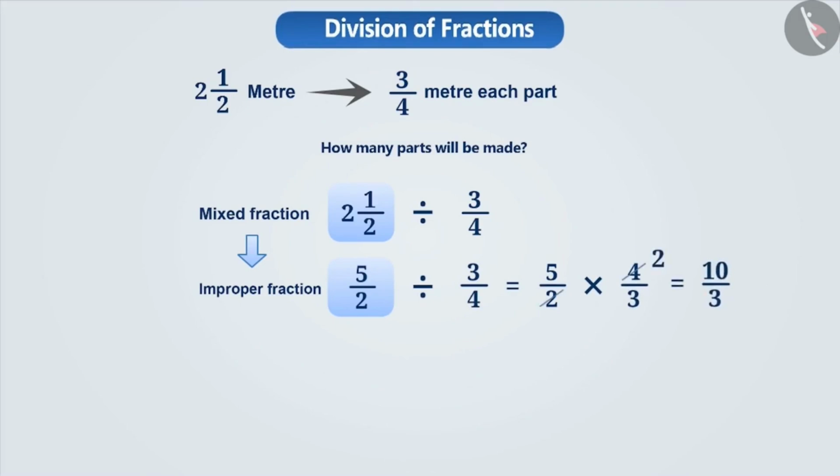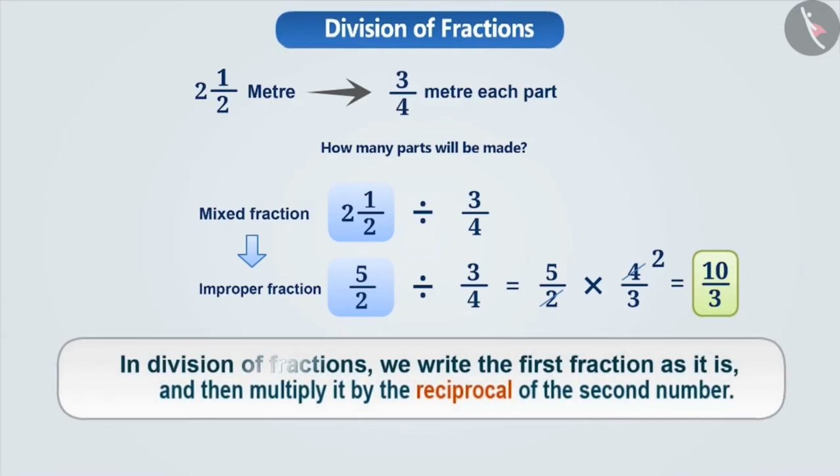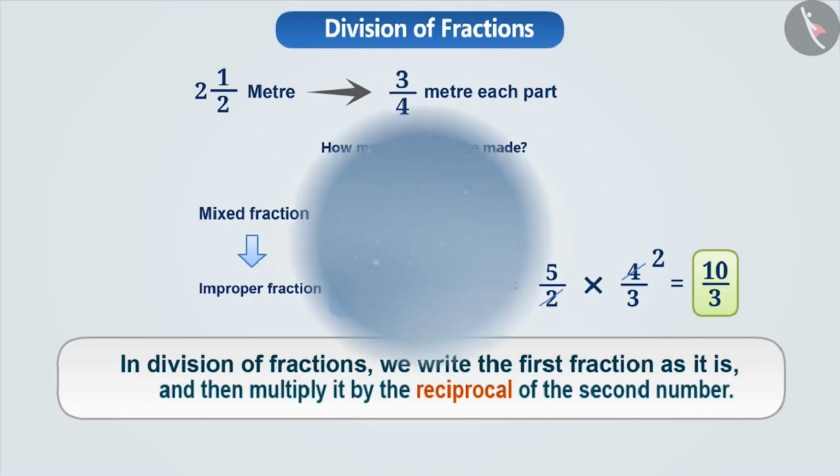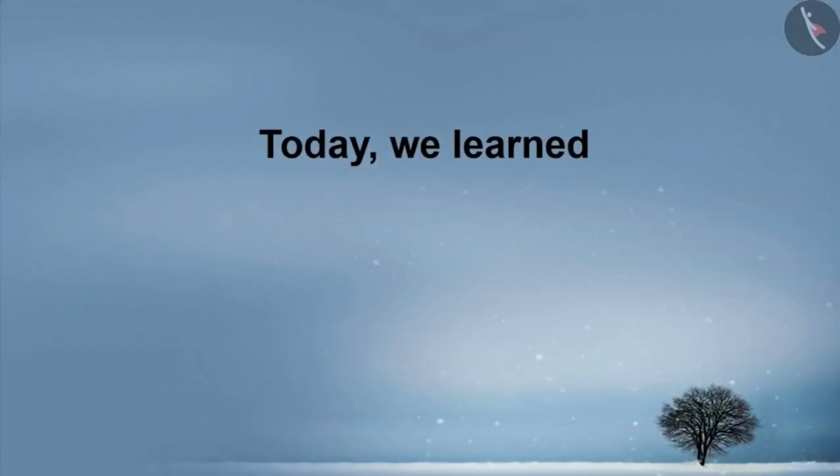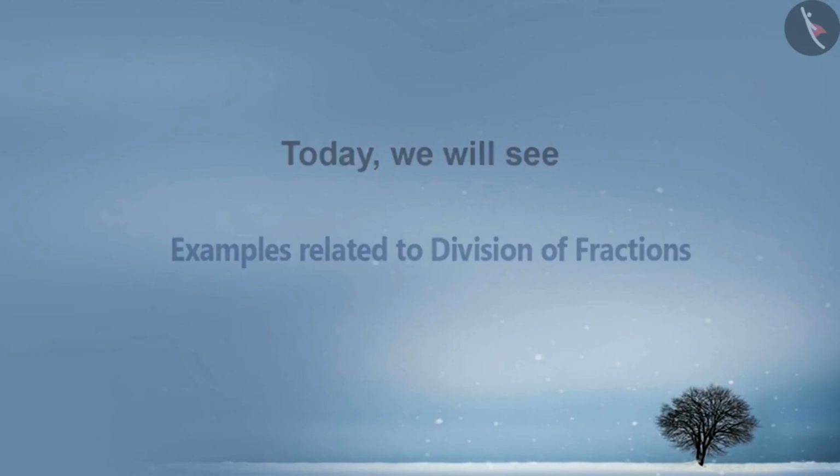That is, from a 2.5 meters long ribbon, we will be able to make 10 by 3 pieces, each measuring 3/4 meter of a ribbon. We can say that in division of fractions also, we keep the first fraction as it is and then we multiply it with the reciprocal of the second fraction. So today, we learned the division of fractions. In the next video of fractions.